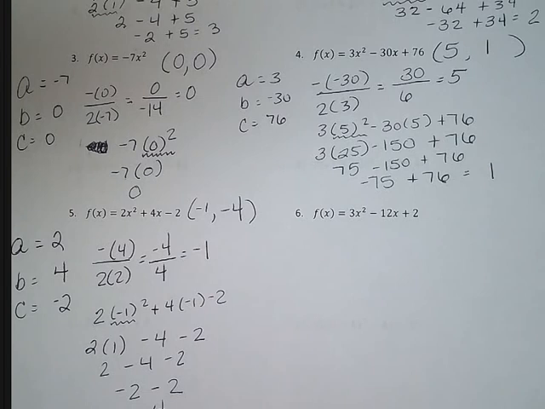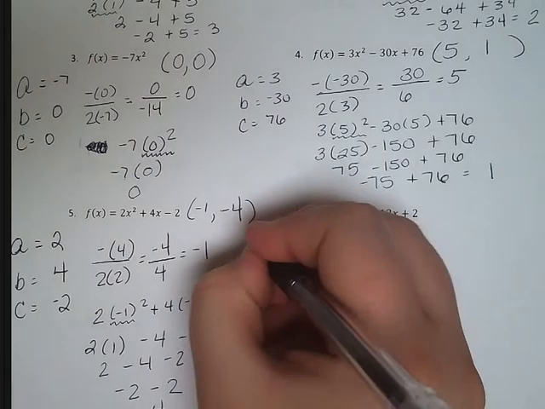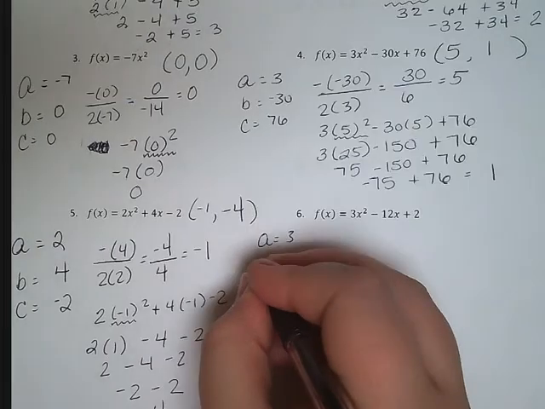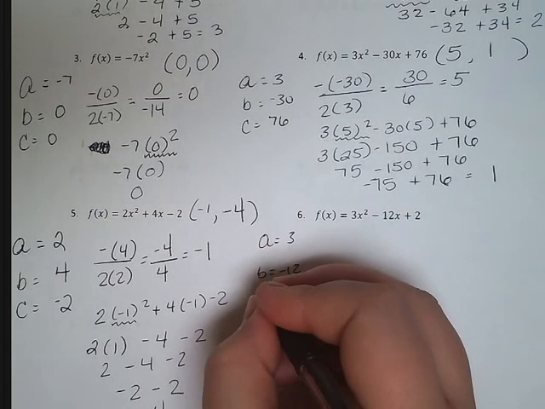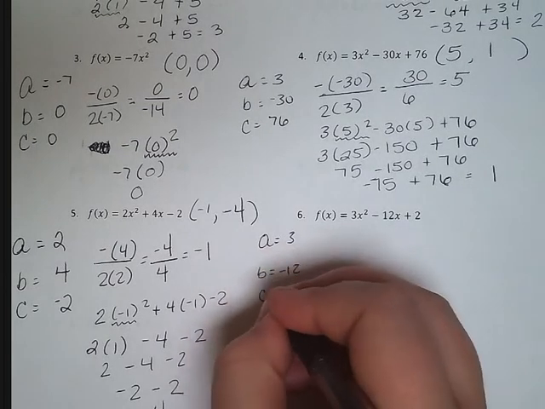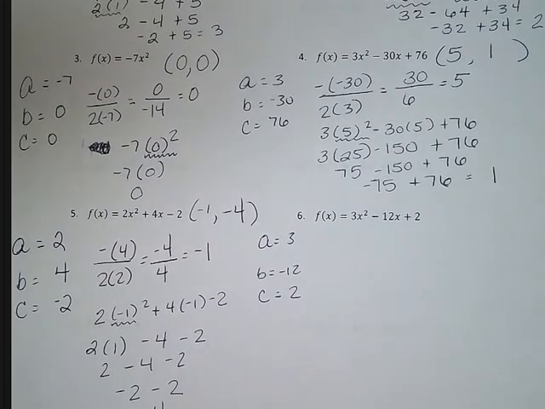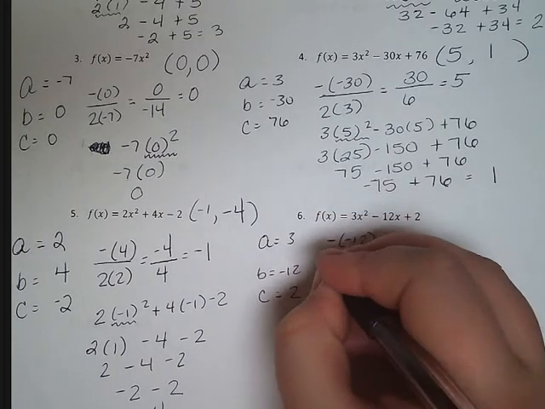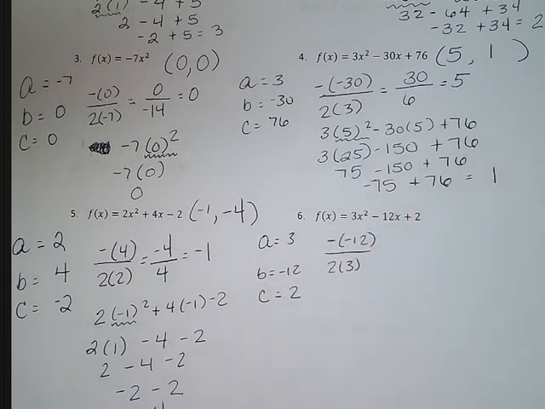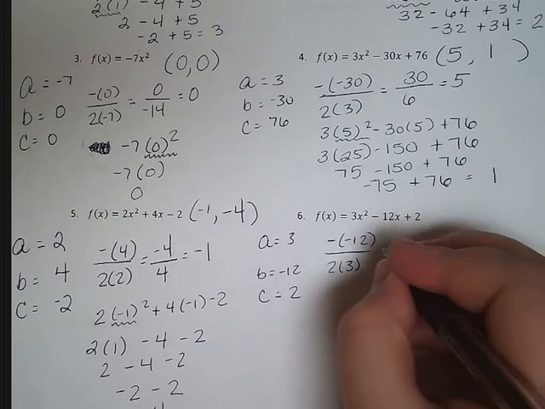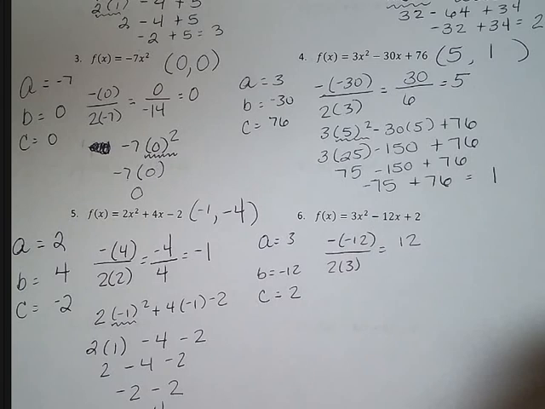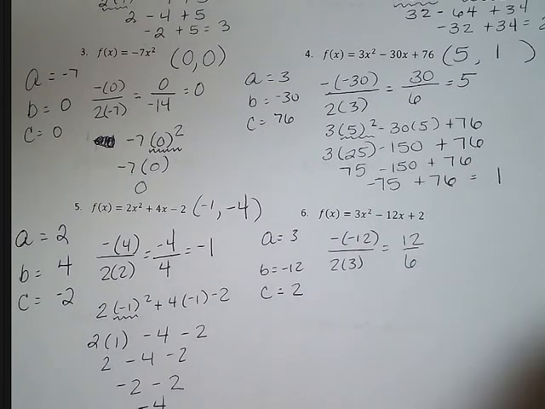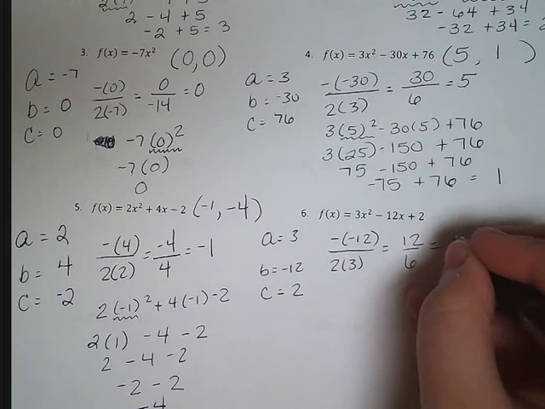All right, now looking at number 6, A is 3, B is negative 12, and then C is a positive 2. So we have negative B over 2A. So the opposite of negative 12 is going to give us a positive 12. 2 times 3 is 6. So 12 divided by 6 is 2.